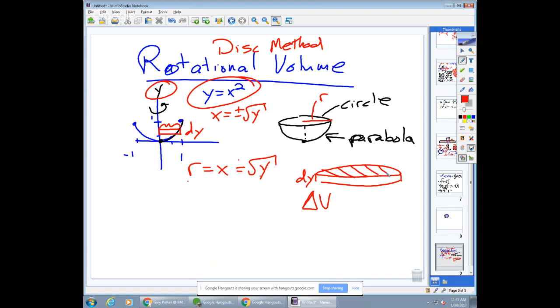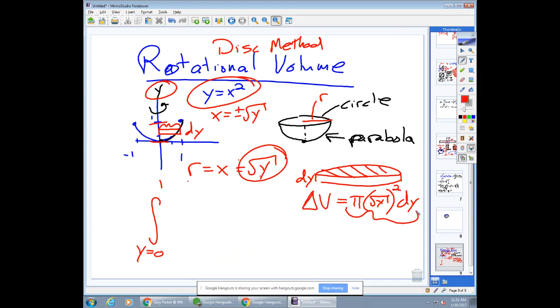And then to find this area, I just need pi r squared. There's r. So my little chunk of volume here is going to be pi times the radius squared times the height, dy. And so if I integrate, as y goes from, in this case, 0 to 1, that right there, cleaning it up a little bit, the square root of y squared is y, right? So I'm going to get pi y dy from 0 to 1. That's easy to take the antiderivative of. The hard part was setting it all up, right?